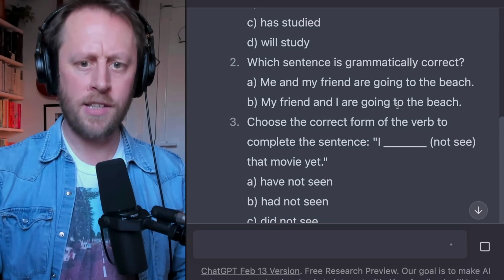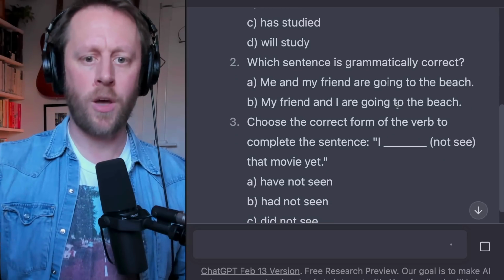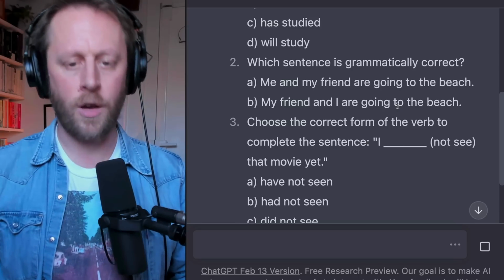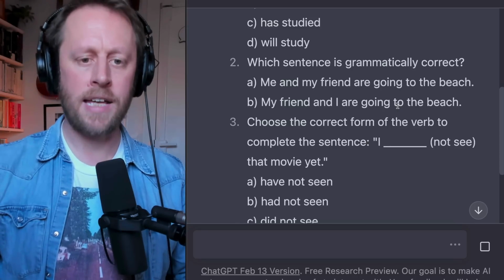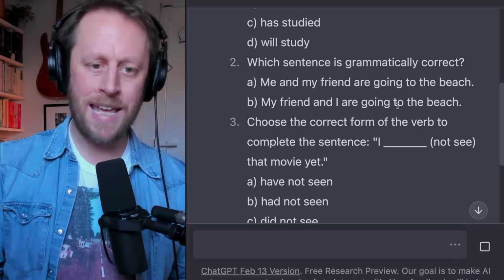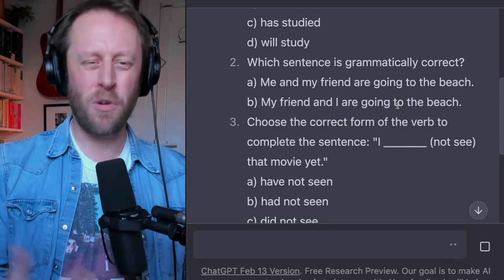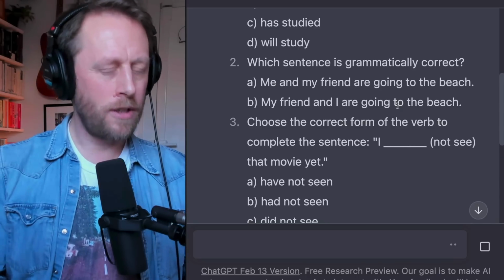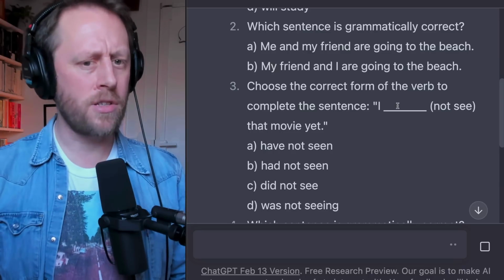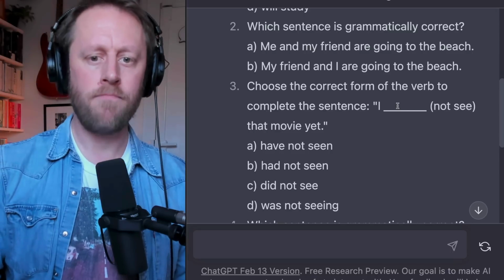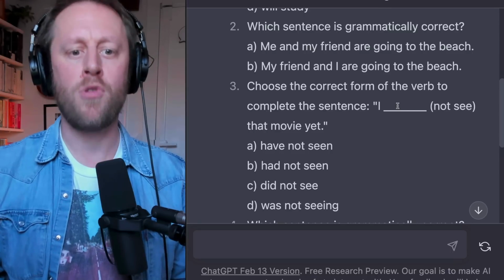Second, which sentence is grammatically correct? Me and my friend are going to the beach. My friend and I are going to the beach. Well, it's my friend and I are going to the beach because I is a subject pronoun, not me. Me is not a subject pronoun. It should be I. It's the sort of thing that native speakers get wrong rather than learners of English. Choose the correct form of the verb to complete the sentence. I see that movie yet.